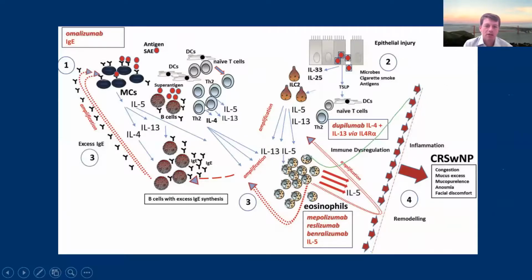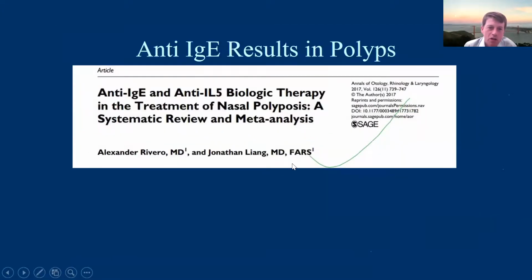IL-4 and IL-13 actually, you can see, can drive this process from both sides. And then the IgE treatment is really isolated to this antigen IgE component of the process. So we'll leave our immunology at that and talk a little bit about some of the results.